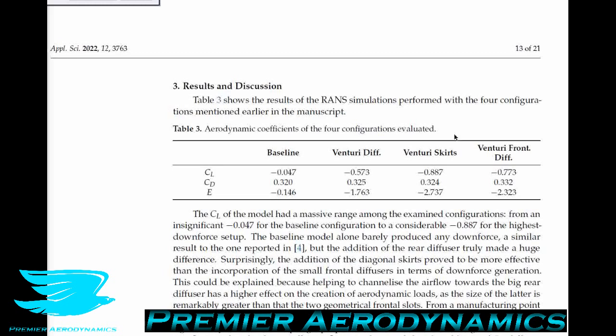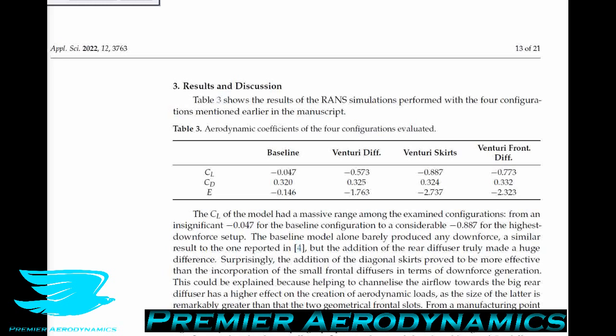So let's talk about when we put the skirts onto the car. As soon as we put the skirts onto the car, the lift coefficient drops even more to minus 0.887, which is really good. The drag coefficient is almost unaffected at 0.324. So this makes sense because the skirts extend the car's underbody a little bit closer to the ground, which then segregates the flow under the underbody more from the free stream flow. With the skirts and the diffuser, the lift to drag ratio drops even further to minus 2.7, which is quite good.